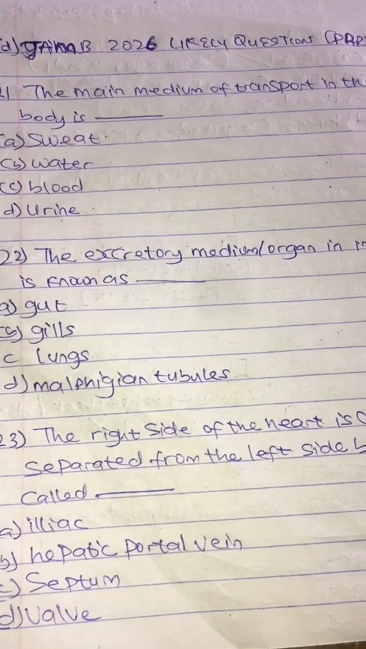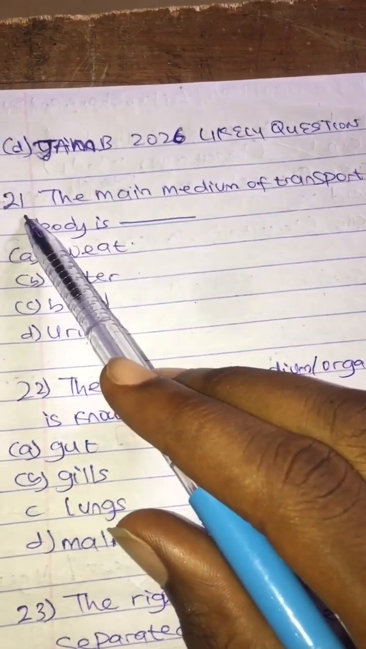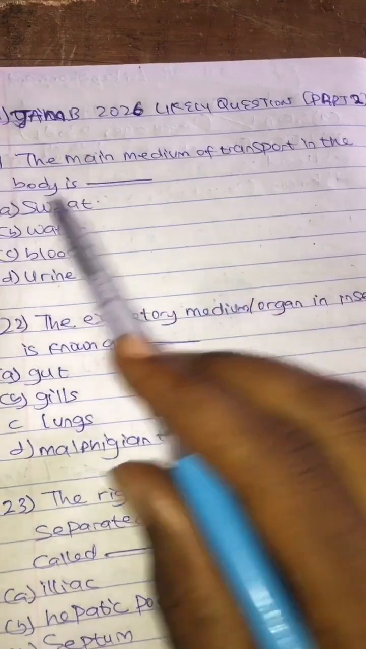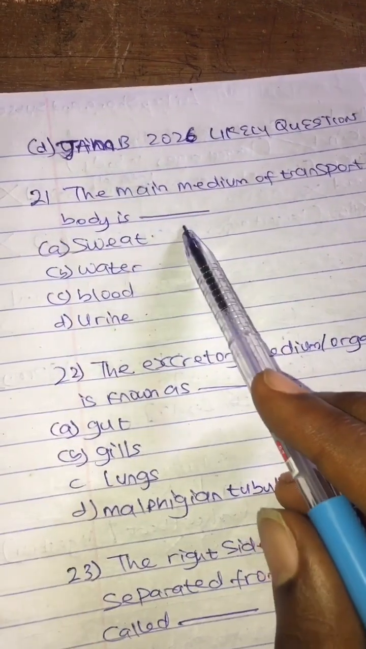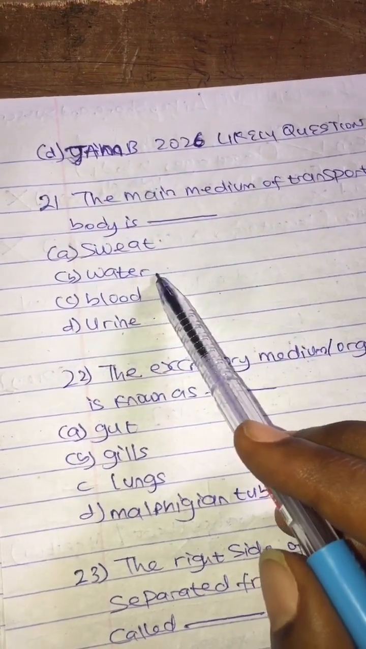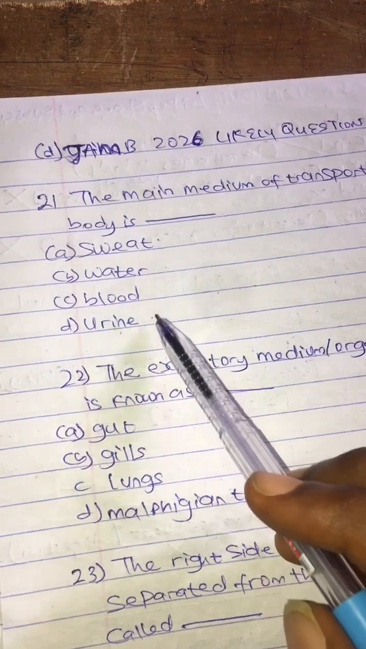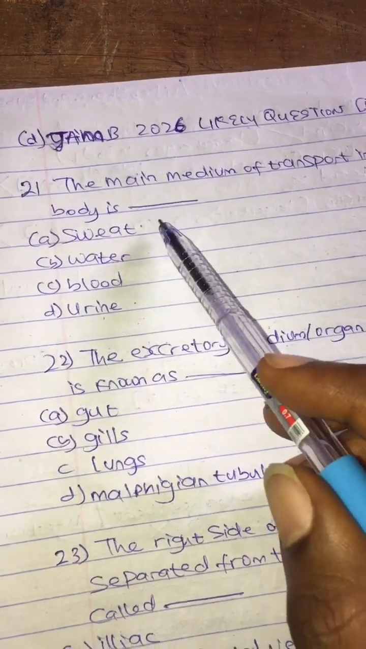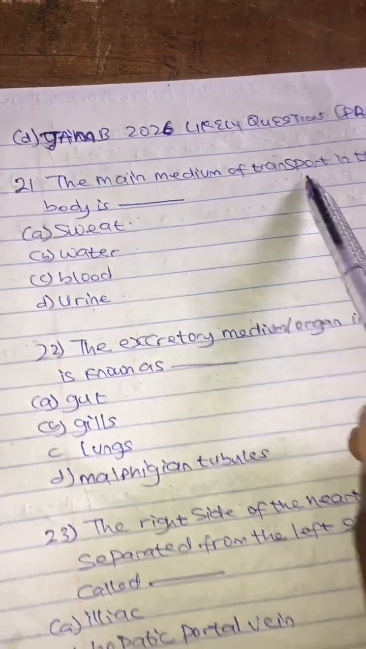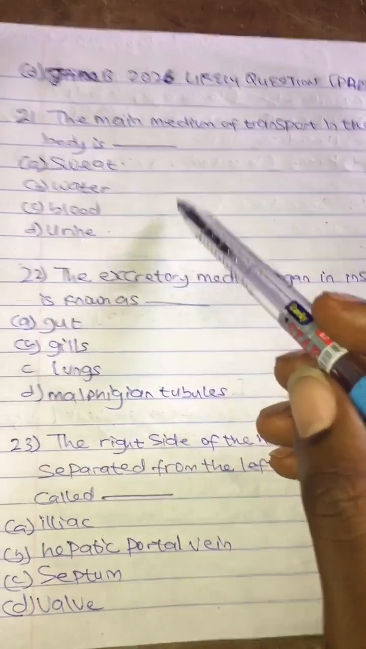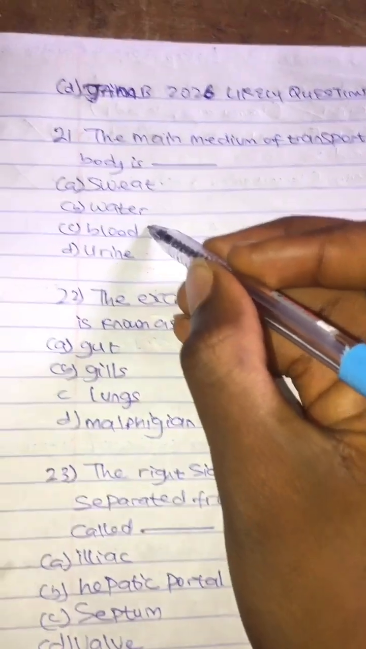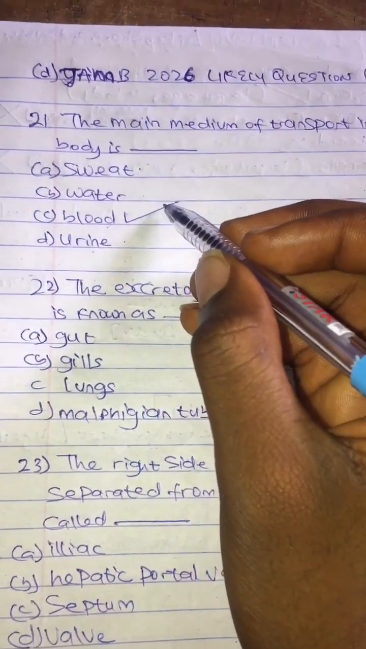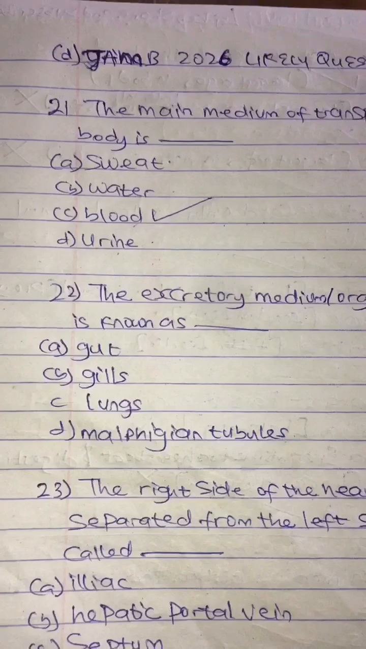2026. Question 21, it says, the main medium of transport in the body is dash. A. Sweat. B. Water. C. Blood. D. Urine. All these options are all medium of transport, but the main medium is the blood. Blood circulates throughout all the whole body system.